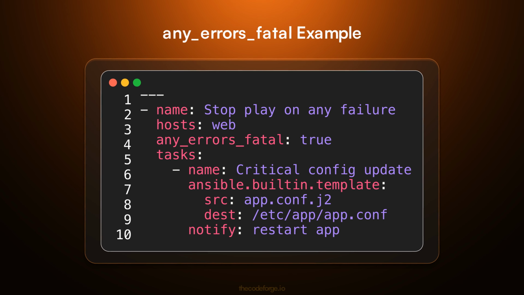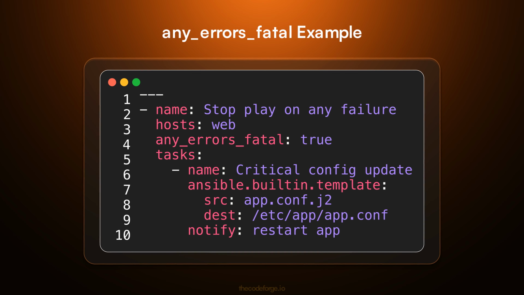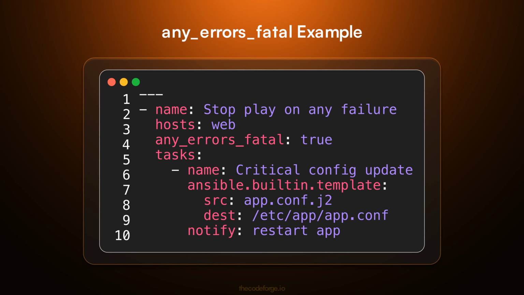Here we set any_errors_fatal: true for a critical configuration update. If the template task fails on any host, the entire play stops immediately. This prevents a bad config from spreading. However, combine it with serial to avoid taking down the entire fleet on a single failure.